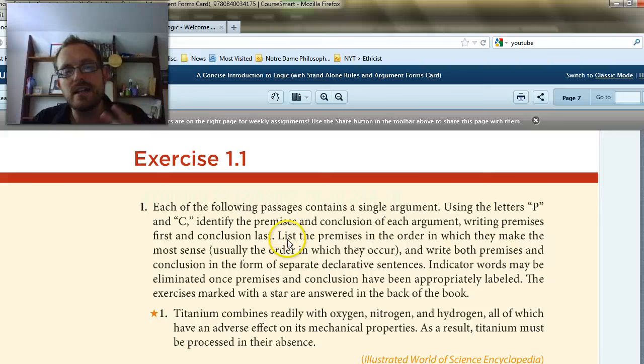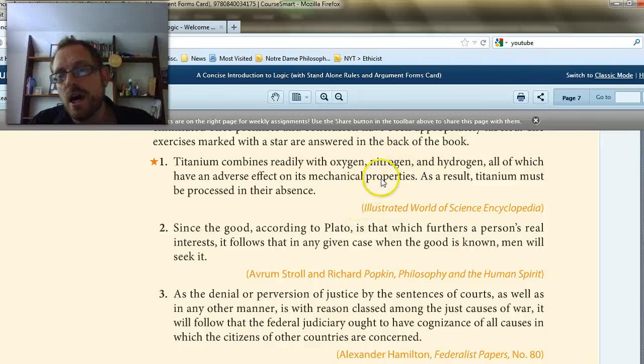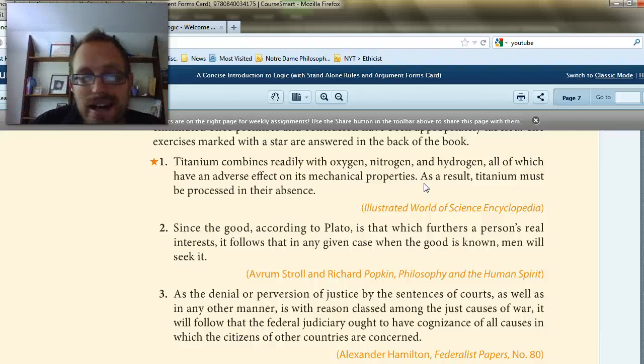But now that you've listened to this video, if you have the textbook and you're following along, I'd like you to go to exercise 1.1, or if you're using Aplia, you can work on the problems that are assigned for you. The first thing you're going to do is look for conclusions and premises, right? You'll get arguments, and then using the letters P and C, identify the premise and conclusion of each argument. Oftentimes it's helpful to circle indicator terms, for instance, "as a result." Was that a conclusion or a premise indicator term? Do you remember? I hope you do.